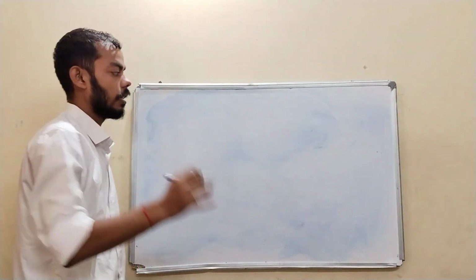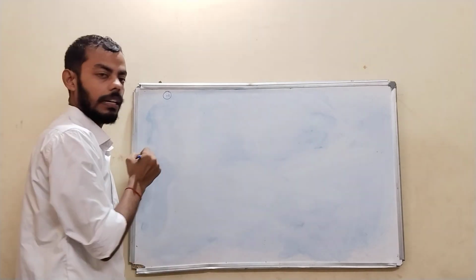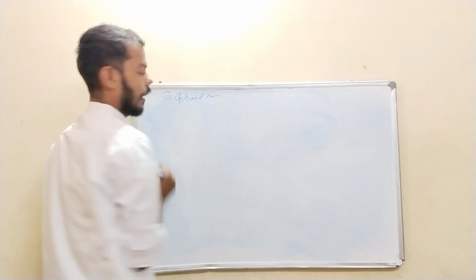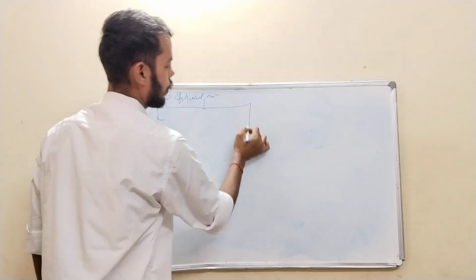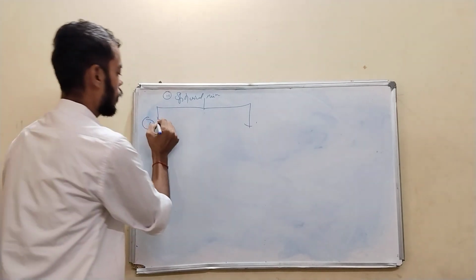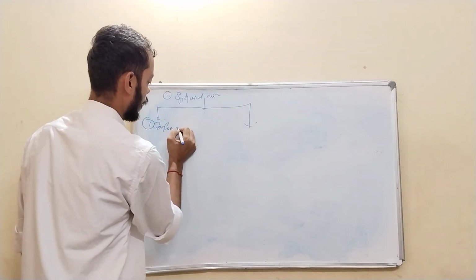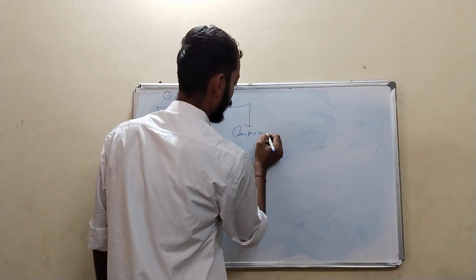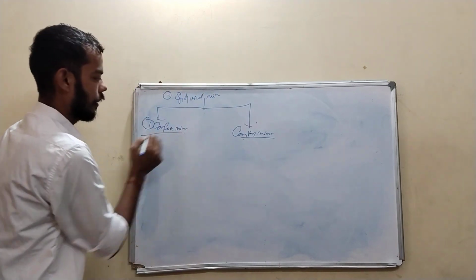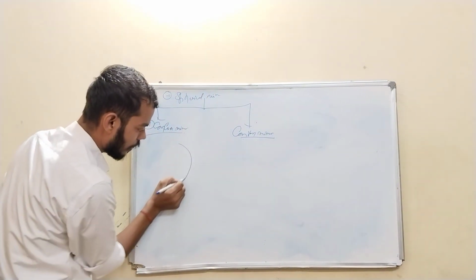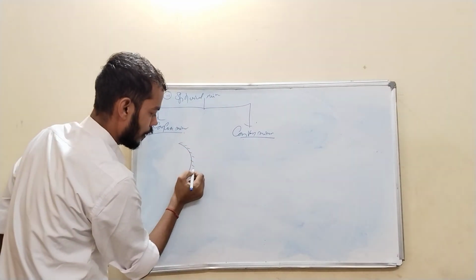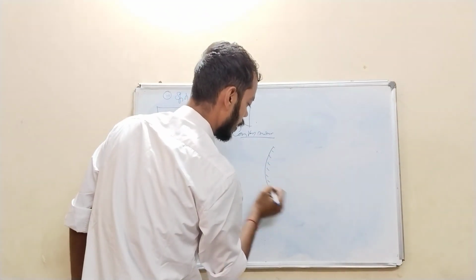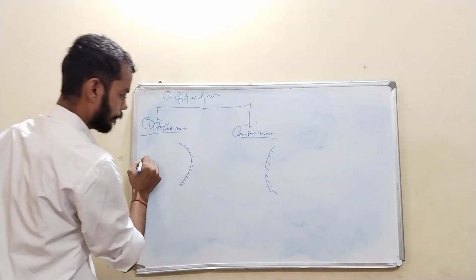Now let's talk about the second part of the mirror, that is the spherical mirror. Basically there are two types of spherical mirror. The first type is the concave mirror, and the second type is the convex mirror. So this is the concave mirror. This is the coloured part. So this is the concave mirror.